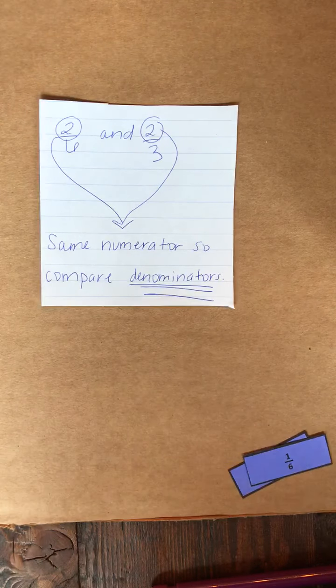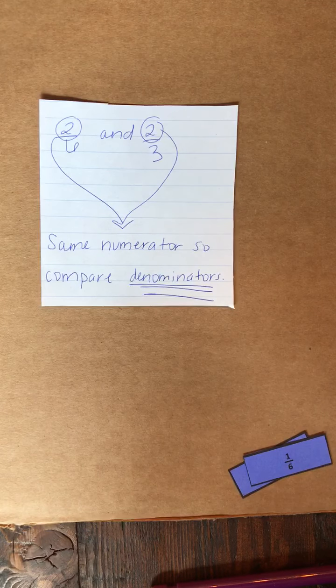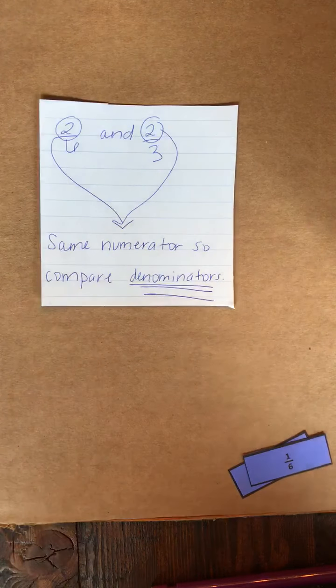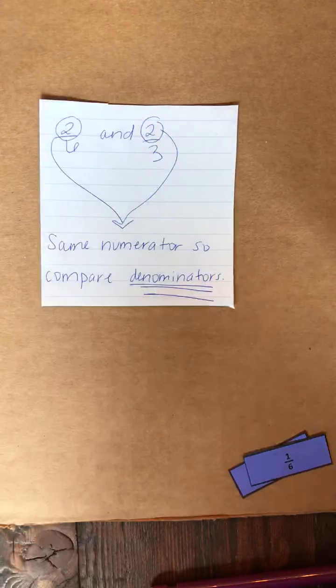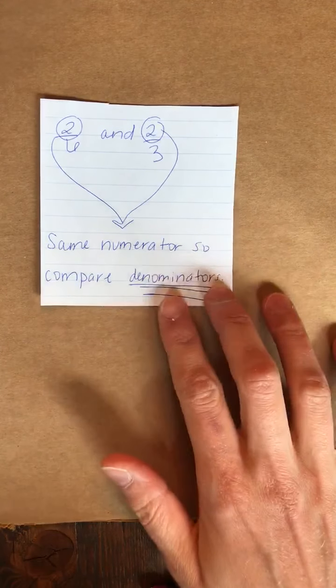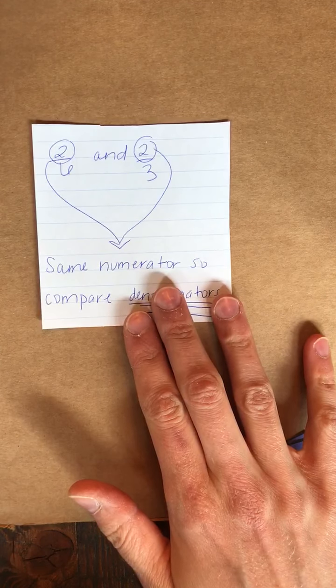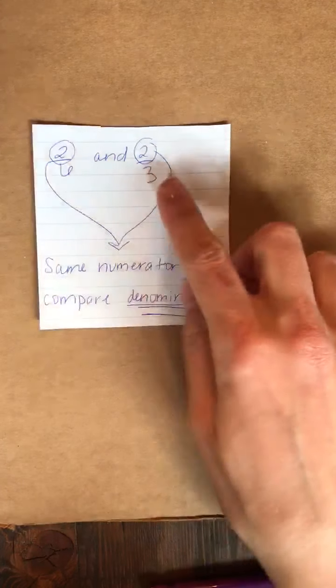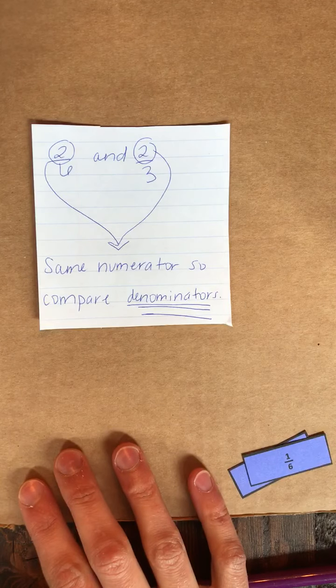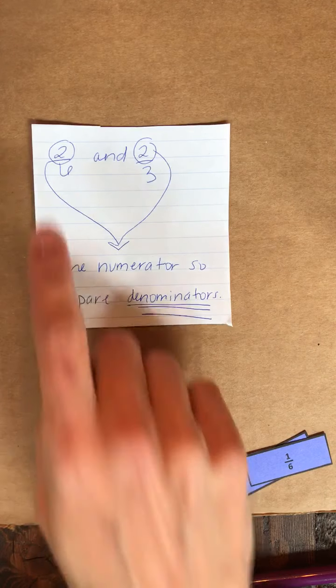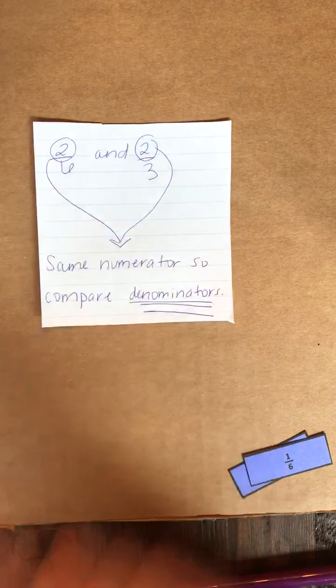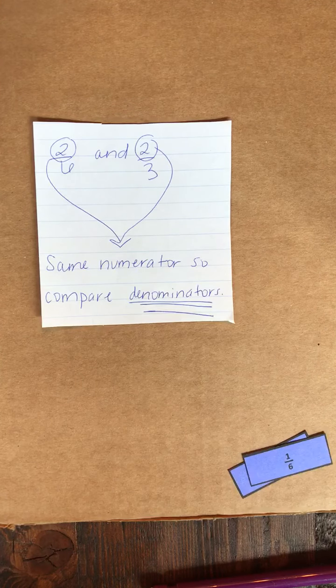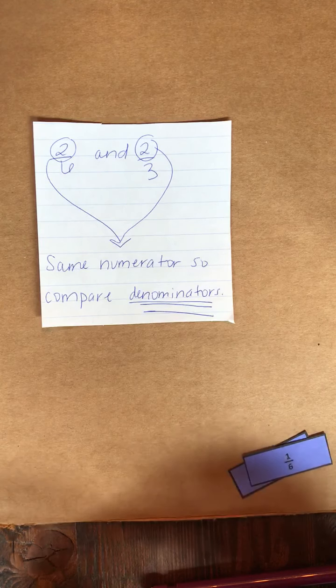Before we get started on our workbook page, I want to quickly go over the strategies that Mr. Terry talked about that we can use to compare fractions. So if I'm looking at two fractions such as 2/6 and 2/3, I notice that my numerators in these fractions are the same, right? They both have a numerator of 2. So when my fractions have the same numerator, I need to look at the denominator to compare the fractions.